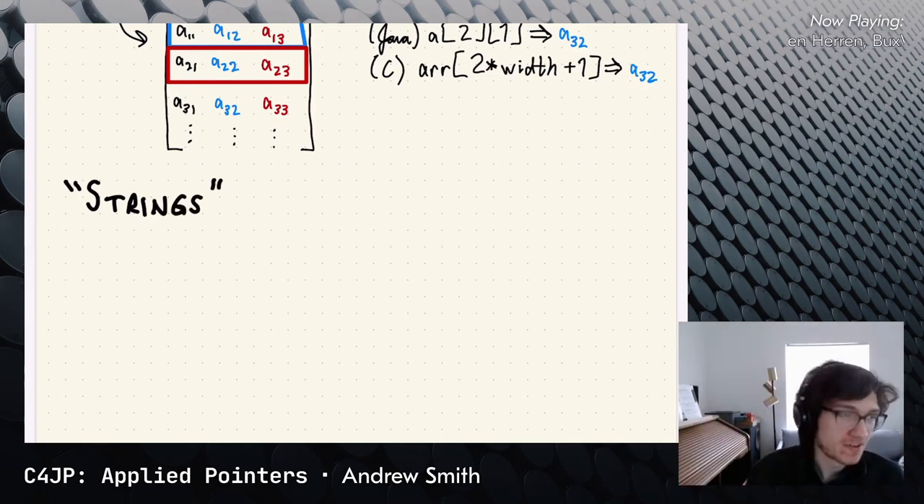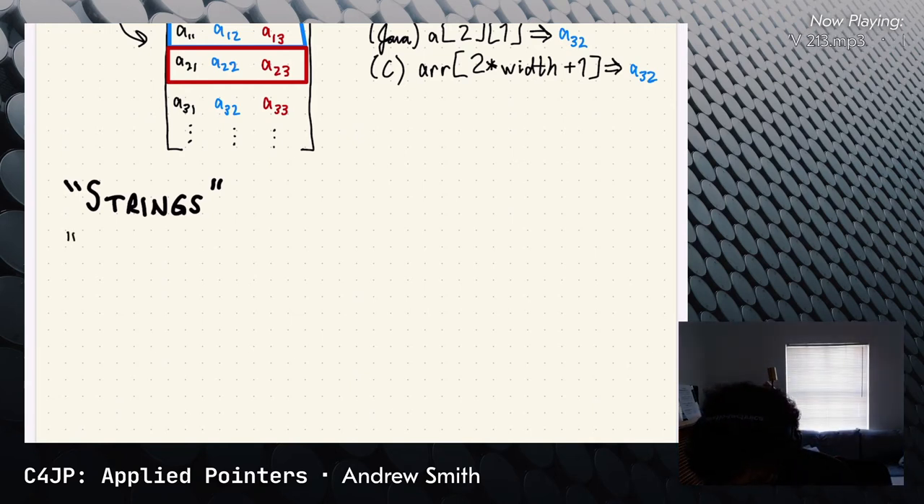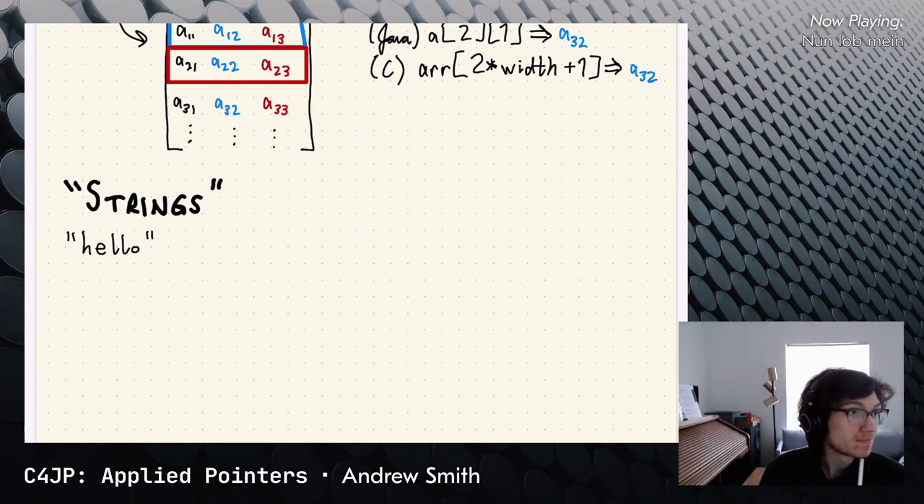Now, we've seen very frequently by now the use of strings in C. We've seen them in all of our printf or putf statements. They look basically the same way that strings in Java did. We just say, you know, something like if we wanted to say hello in a string, we would just write "hello".